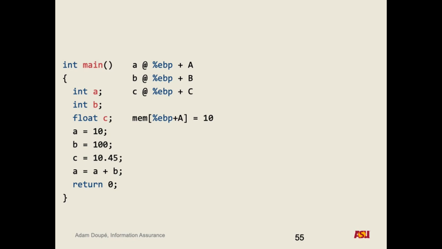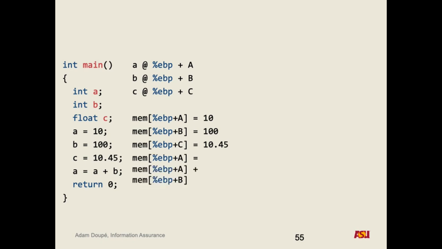That way, these memory operations that we saw in the C code are easily translated. Well, we'll say, and this is in high-level pseudocode, we'll look at the x86 instruction. The memory at location EBP plus A is equal to 10. That's just a direct translation of the line on the left to the right. So what would be the second line? Yeah, so the memory of EBP plus B equals 100, and the memory of EBP plus C is equal to 10.45. What about the next one? What do we have to do? Yeah? Mem of EBP plus A equals mem of EBP plus A plus mem of EBP plus B. Perfect. Exactly.